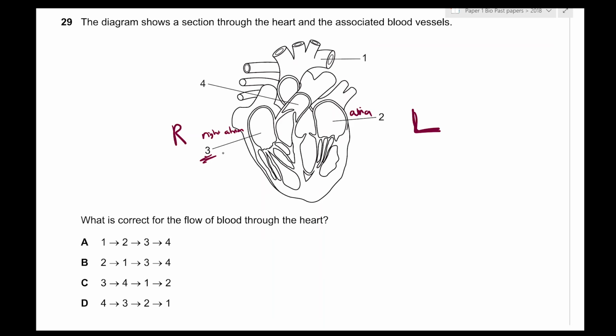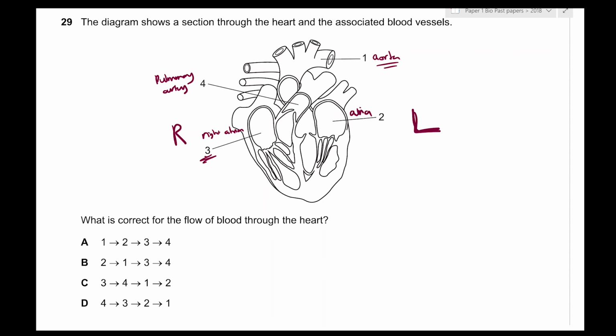and 4, because it's on the right side, must be the pulmonary artery, because this is coming out of the ventricle and leads to the lungs. Now for 2, because it's coming out of the left ventricle, it is definitely going to be the aorta, which pumps blood to the rest of the body.